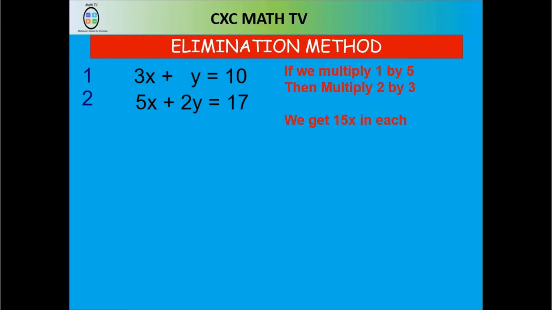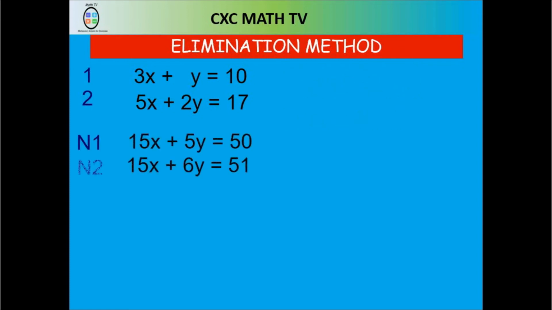Let's do it. Multiply equation 1 by 5, that would become 15x plus 5y equal to 50. Multiply equation 2 by 3, it's 15x plus 6y equal 51. Remember, we multiply everything in equation 1 times 5. So 5 times 3, that's how we get the 15. 5 times y is 5y. 5 times 10 is 50. Then we multiply everything in equation 2 by 3.